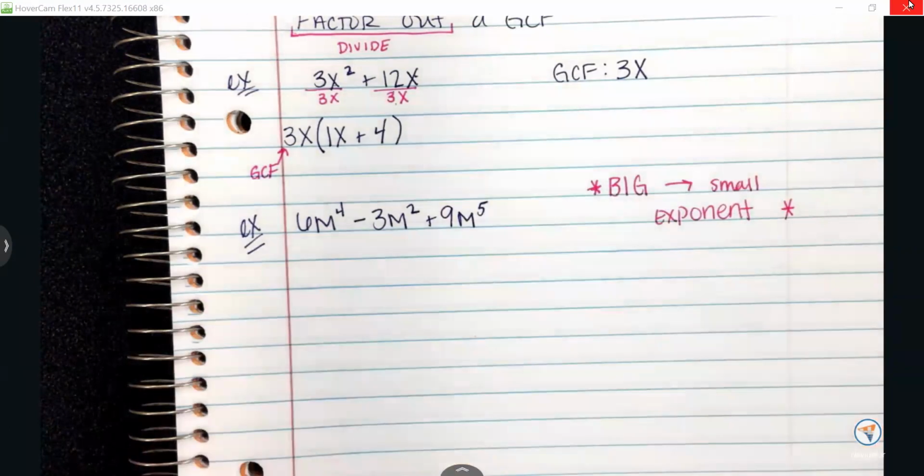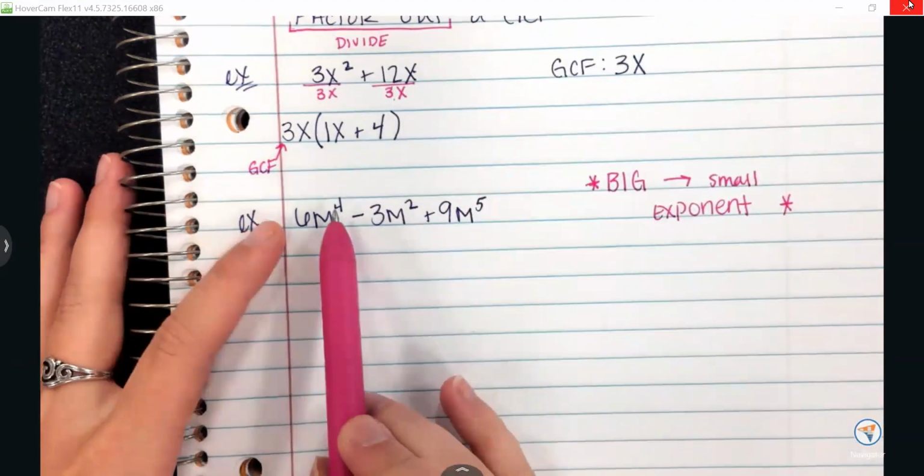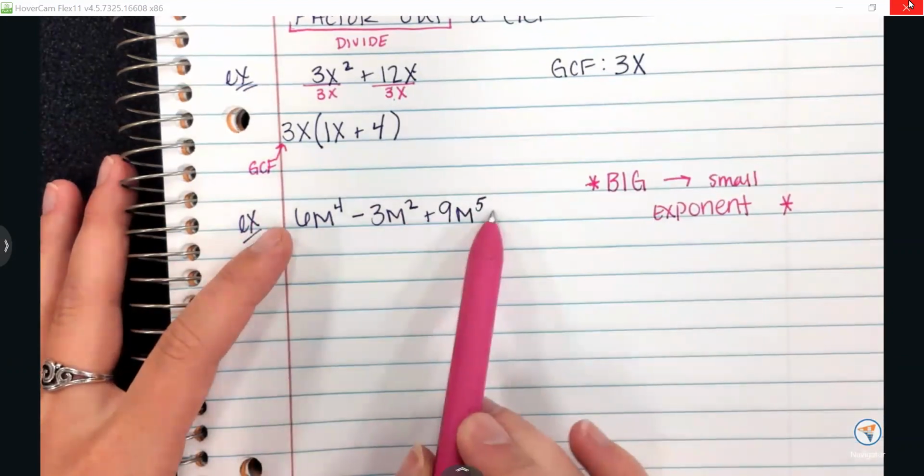What piece on here is the exponent? Nobody knows. The very bitty, itty bitty number. So your exponent's this itty bitty number. So I have a 4, a 2, and a 5.